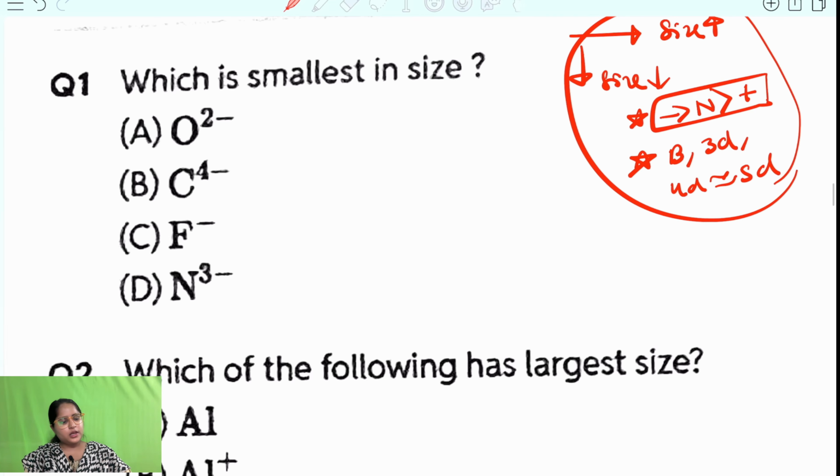Okay, let us proceed. Which is the smallest in size? So what is the trick? The more negative, the more will be the size.